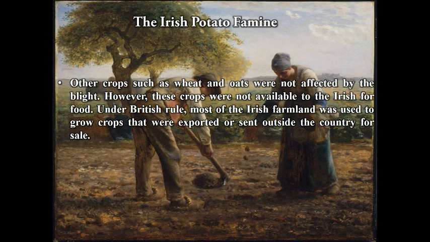Other crops such as wheat and oats were not affected by the blight. However, these crops were not available to the Irish for food. Under British rule, most of the Irish farmland was used to grow crops that were exported or sent outside the country for sale.